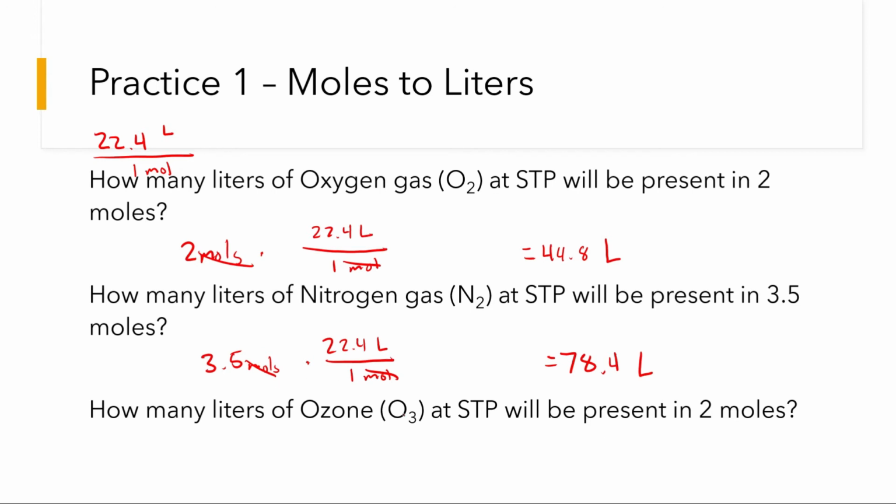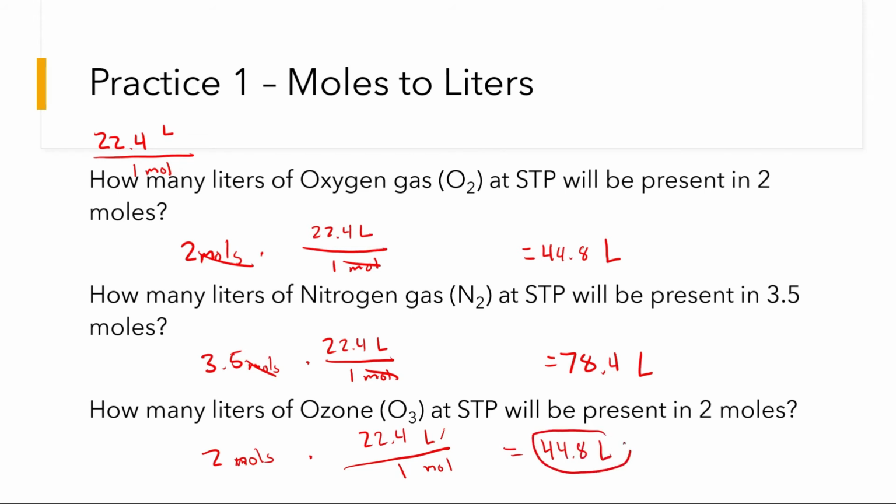The last one asks how many liters of ozone, which is O3, at STP will be present in 2 moles. Now, this looks like a little bit of a trick question. You already asked how many liters of oxygen, O2, will be present in 2 moles. This one's O3. But you actually don't have to do anything different. So, with ozone, we've got 2 moles. Our conversion factor is 22.4 liters per 1 mole. And that's going to once again give us 44.8 liters.